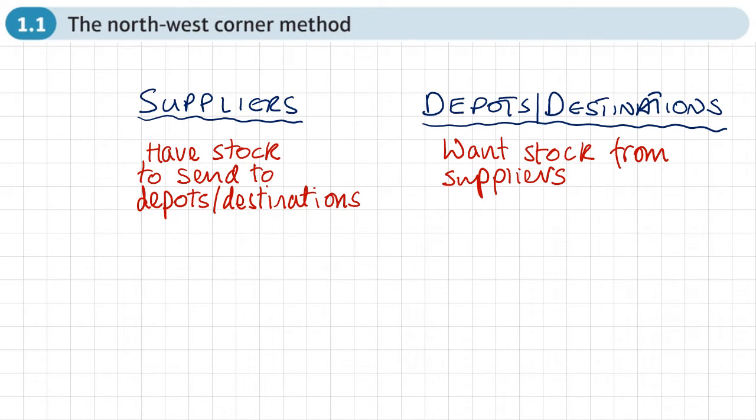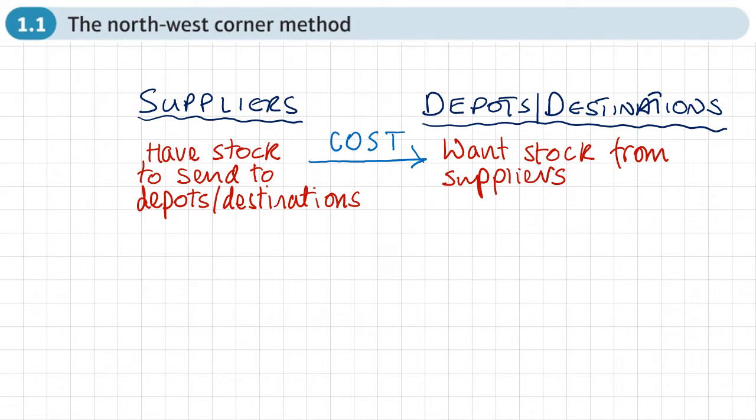Well, what we have is suppliers. Now, these are the people that have stock stored away somewhere, ready to send to depots or destinations. And these destinations want particular amounts of stock from their suppliers. And one of the things we need to do is to make sure that there's enough stock to go to these different destinations.